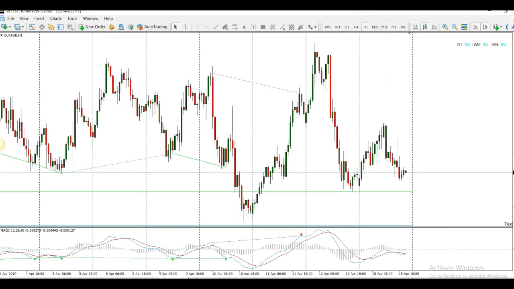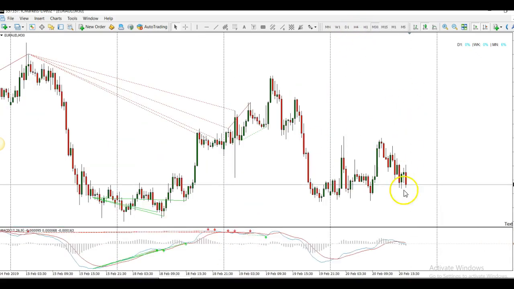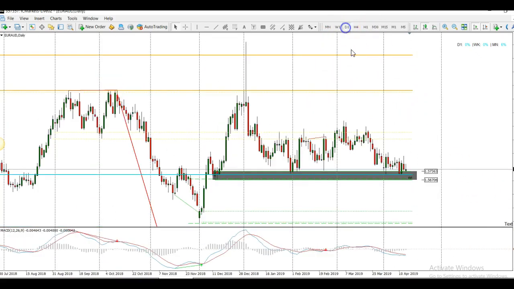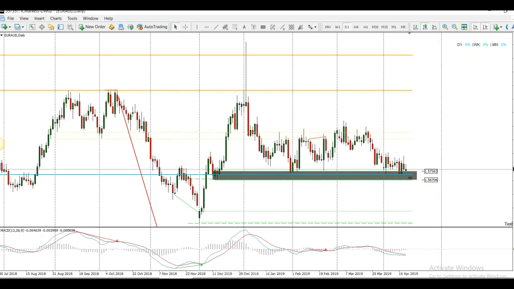So let's see if there's any signals happening. No divergent signals happening yet. So maybe on a divergent signal you could buy in that position with a short stop loss below here, take profit up here.